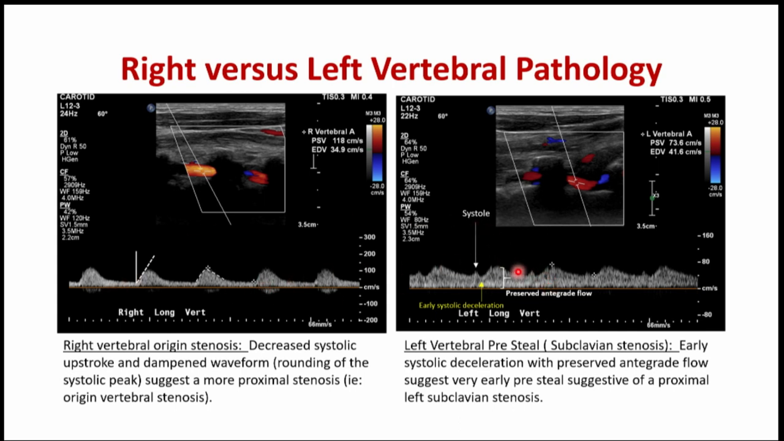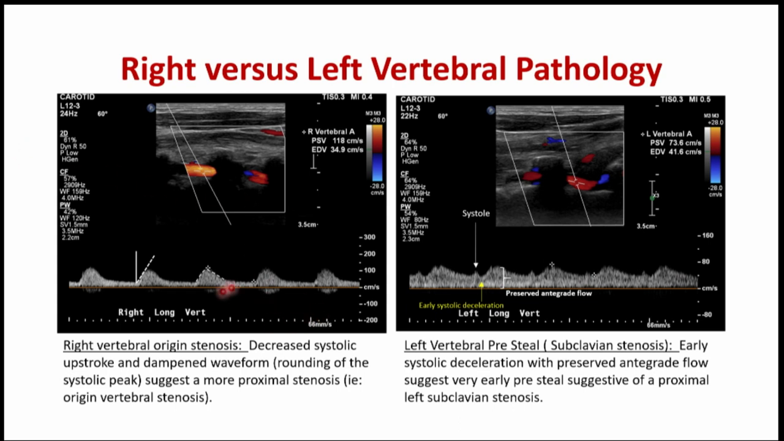That's on the right side. What happens on the left side? Well, on the left side, you see a dip in the early systole, and then a return of antegrade flow within the late systolic segment with an antegrade end-diastolic component, low resistance. So what's happening? There's a subclavian artery stenosis. There's a little bit of reversal of flow, so very early pre-steal. But at the same time, the vertebral is trying to do its job as much as possible to supply the brain with some antegrade flow. Why? Because the right vertebral has a stenosis at its origin. So you see all this information, and we haven't even looked at the velocities much. So I think this is what's happening, okay?